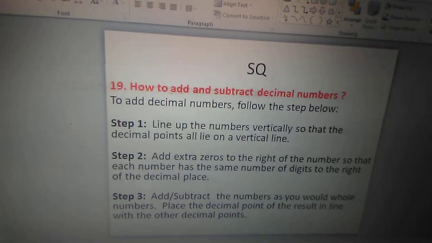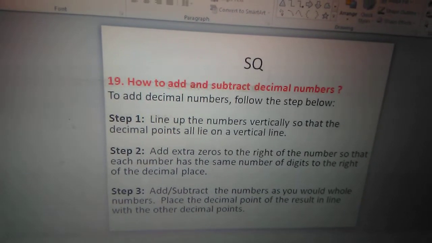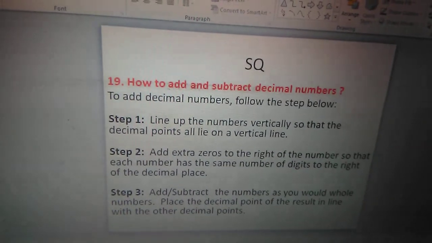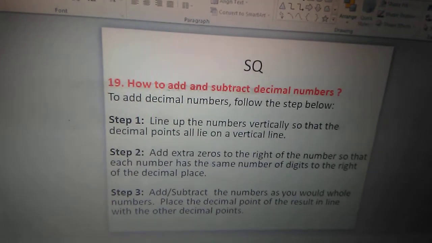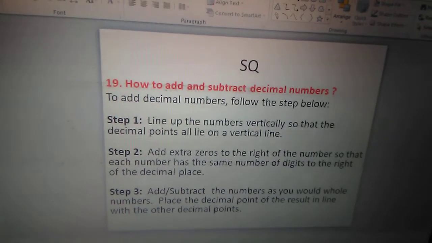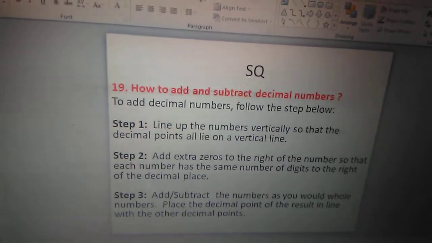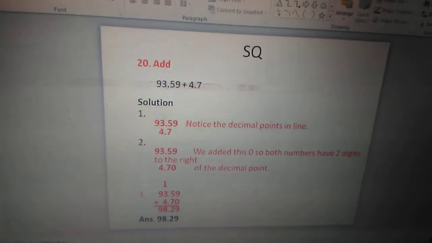Then normally you add or subtract and place the decimal point in the result, then you will get the addition or subtraction. If you add, then you will get the addition of decimals. If you subtract, then you will get the subtraction of decimals. Let's go for a practical exercise.